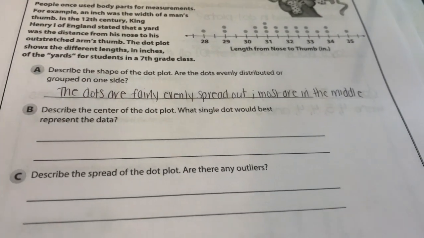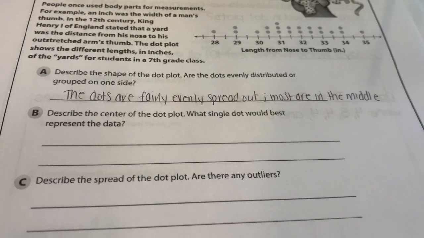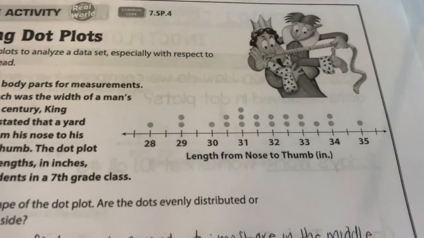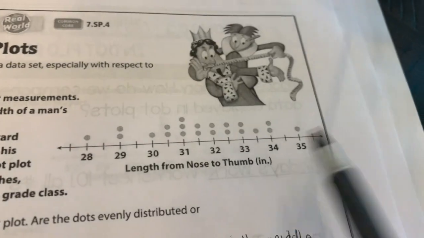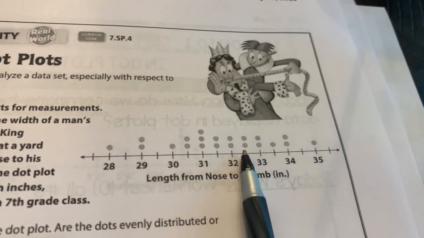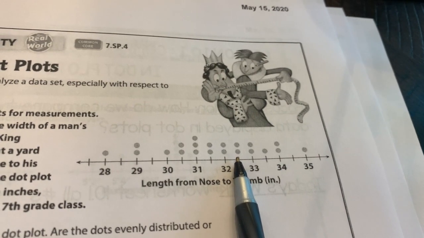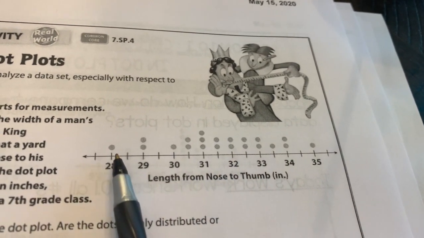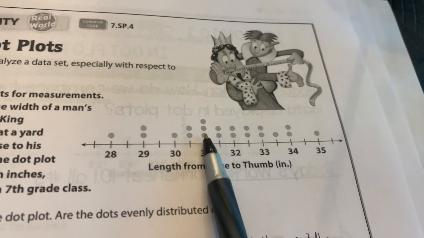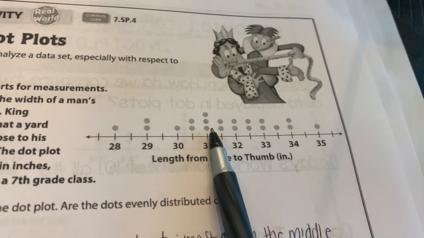Okay, so now we're going to talk about the center of the dot plot. Which single dot would best represent the data? So let's take a peek. We're looking at this data. Like we said before, it appears that most of the data is here in this center area. Okay, so if we look at the dots from the ends and we come in to find the median, it would be right around here, around 31.5.